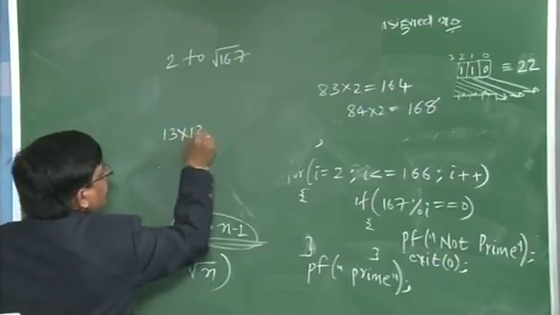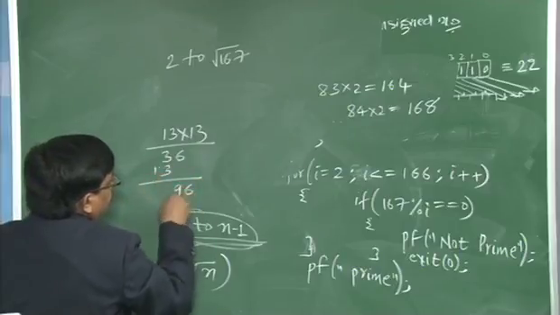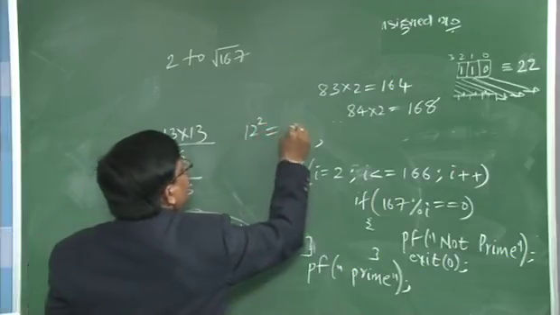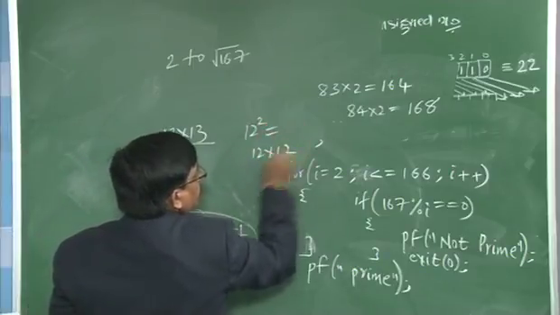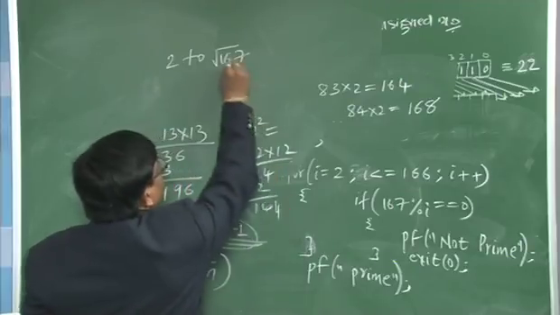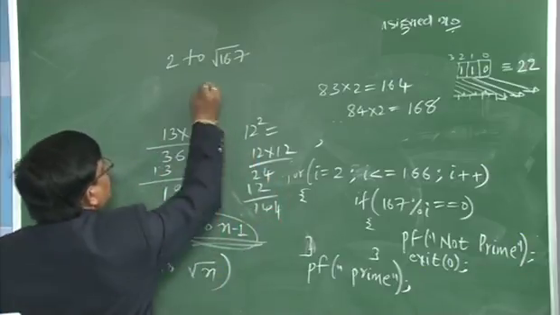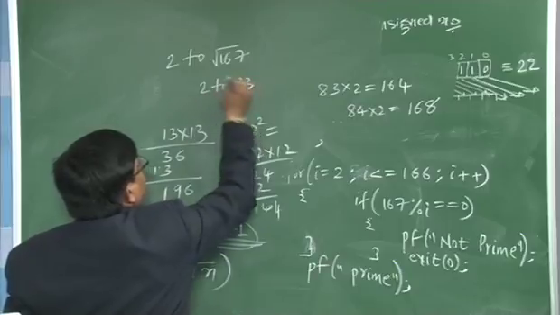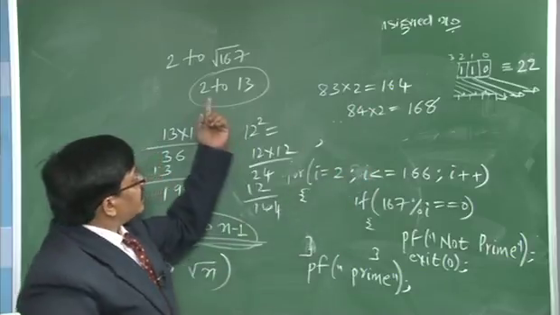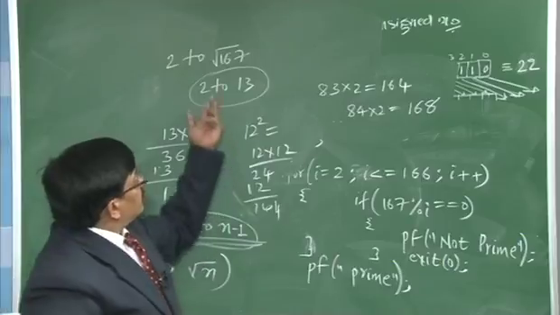What is the square root of 13? 13 squared is 169. What about 12? The 12 square is 144, right. So, the number is 167, that is greater than 144 and lesser than 169. So, here 2 to 13 if you verify, that is sufficient. No other number needs to be checked. If no number is dividing between 2 to 13, then I can declare that number 167 is a prime number.